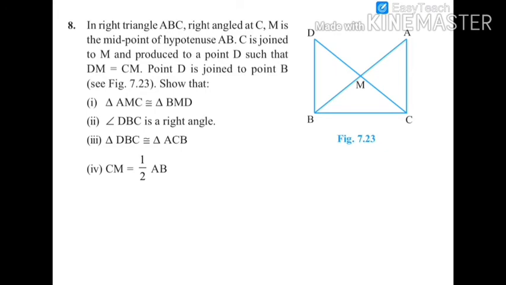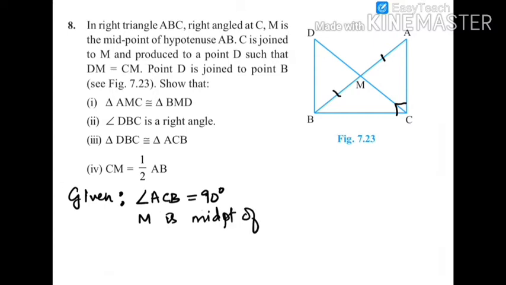Question number 8. In right triangle ABC, right angled at C, M is the midpoint of hypotenuse AB. So we can say that BM is equal to MA. Let's write down this much as given. Angle ACB is equal to 90. M is midpoint of AB.